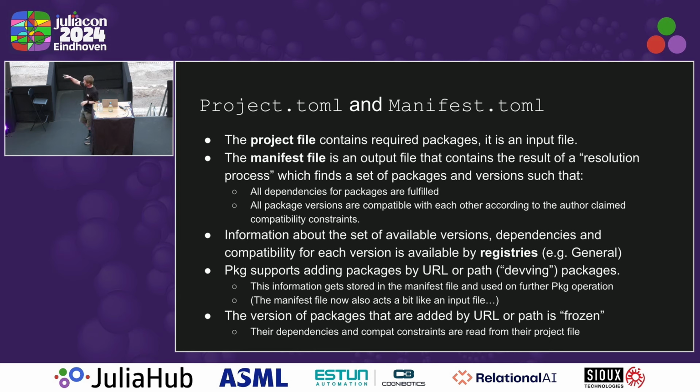So we said that the manifest file was an output file, but now we're kind of using it as an input file as well to read the path, so we can feel that something is maybe not 100% right there. But the versions of packages that you add by URL or by path are sort of frozen. Those are fixed, but for the other packages the version can vary.